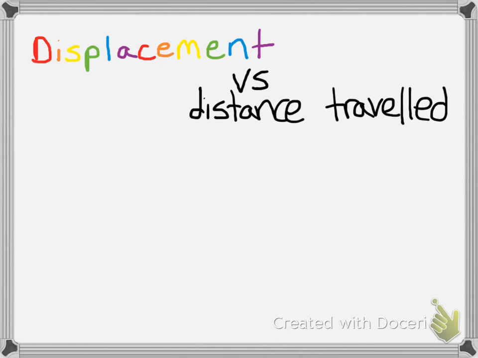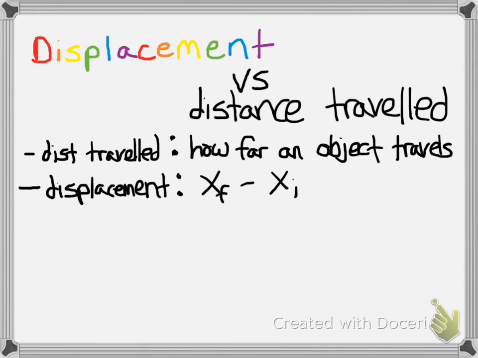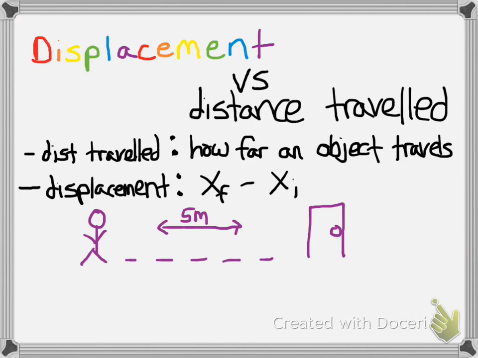Displacement versus distance traveled. Distance is how far an object goes, whereas change in x is the difference between the final and initial positions. Let's do an example to look at the difference more closely.